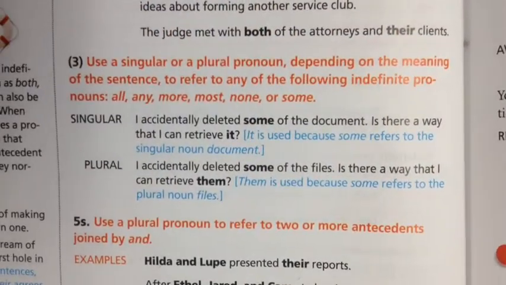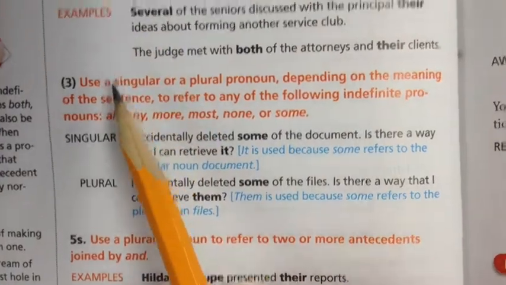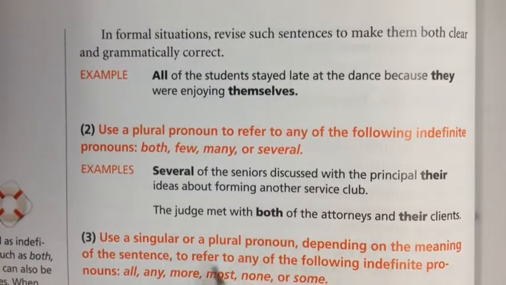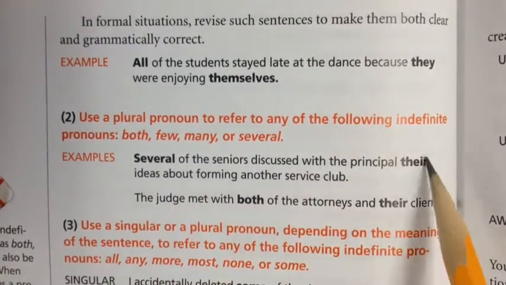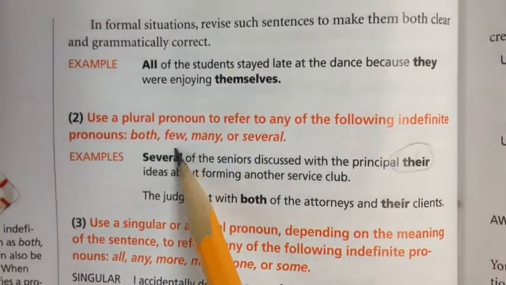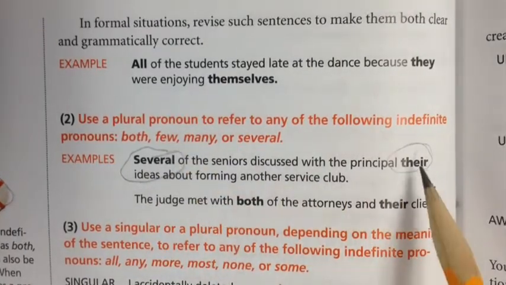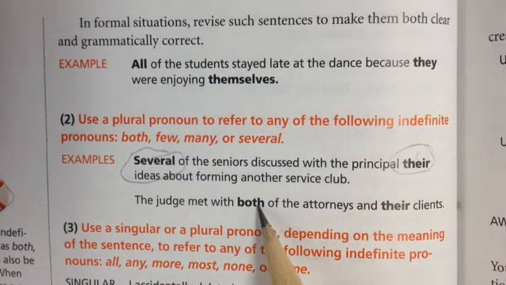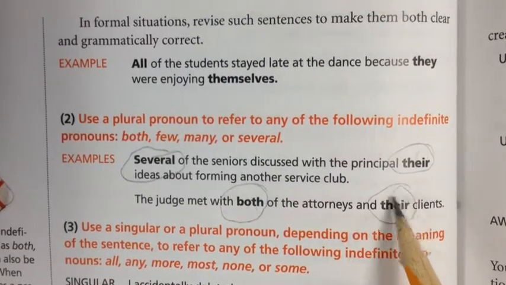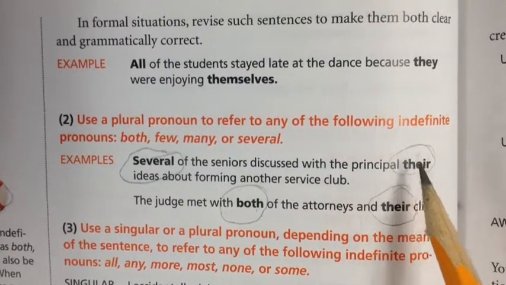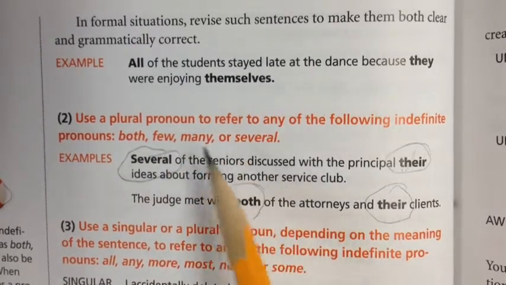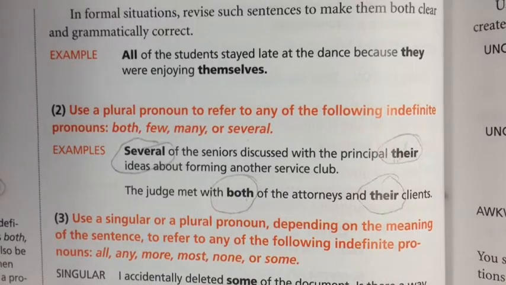All right, these in this list are always plural: both, few, many, several. And so that means you will use th pronouns with them. Several of the seniors discussed with the principal their plans. Because we're using the word several, which is in the list here, we're going to say their. The judge met with both. Both is in the list, so we're going to use a th pronoun for it there. You can only use a th pronoun, that's they, them, their, themselves, if its antecedent is one of these indefinite pronouns that are plural.